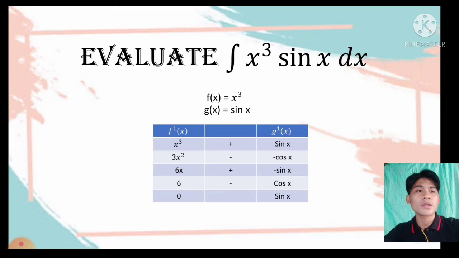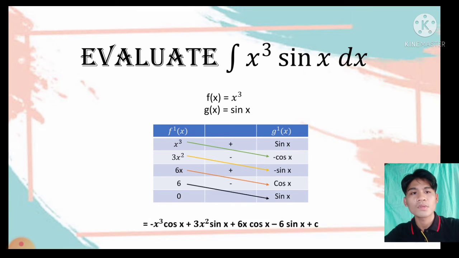So, by that we are now able to find the value, which is negative x cubed cosine x plus 3x squared sine x plus 6x cosine x minus 6 sine x plus c. Again, please copy and note this for us to make a comparison in the next slide of this video.